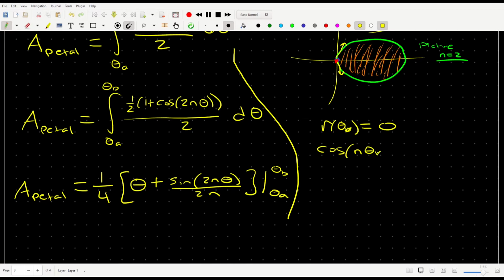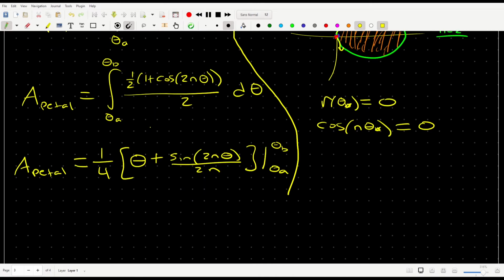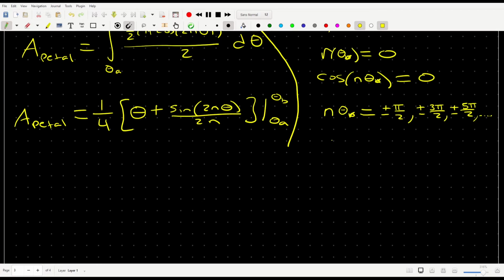r of theta star is cosine of n theta star, and this equals 0 when n theta star is equal to plus or minus pi over 2, plus or minus 3 pi over 2, plus or minus 5 pi over 2, and so on and so forth.